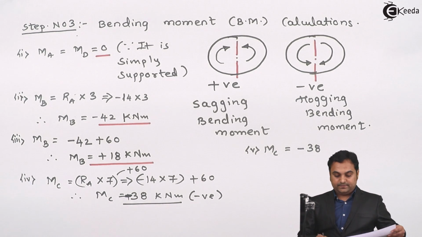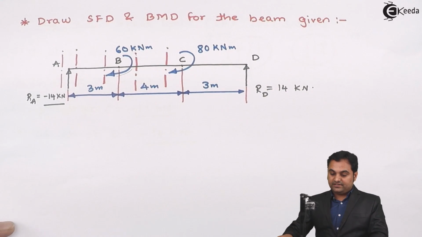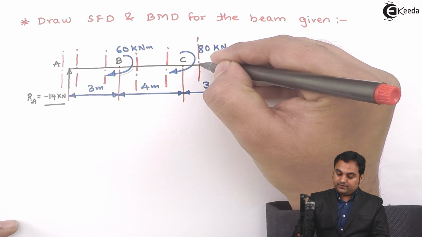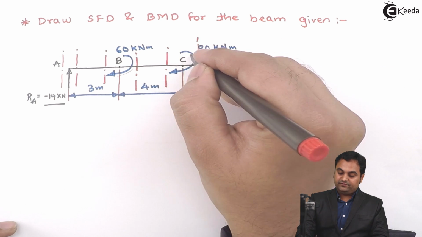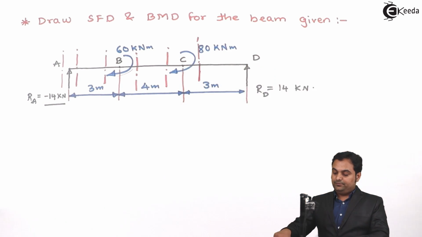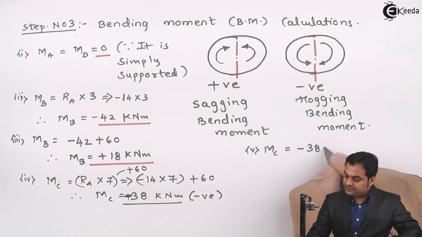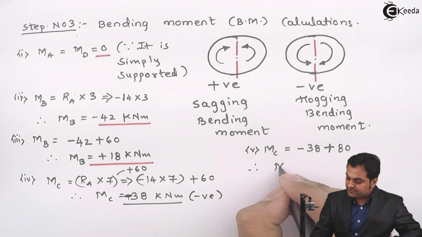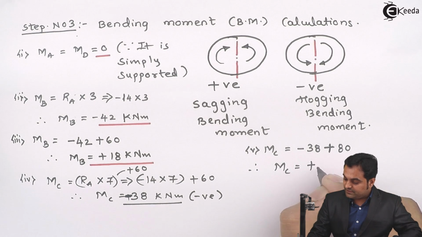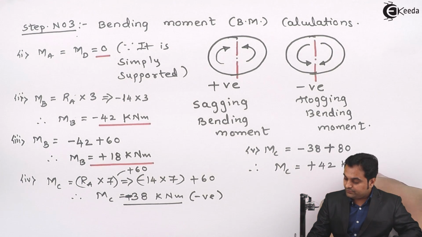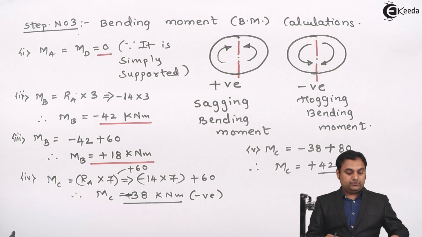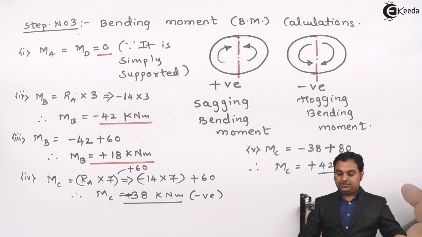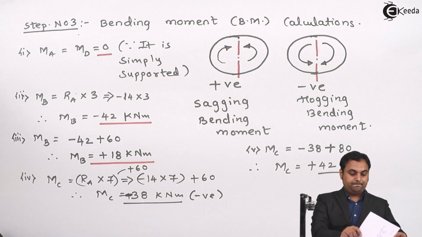Now in that I will be taking the section. First I took the section to the left of C, now to the right of C. And when I am taking the section to the right, to the left I have clockwise 80 kilonewton meter, so that is positive. So in this plus 80. So therefore the moment at C will be plus 42 kilonewton meter. So these are the values of bending moment which I am getting. Then at A and D they are 0, so we need to draw the bending moment diagram.